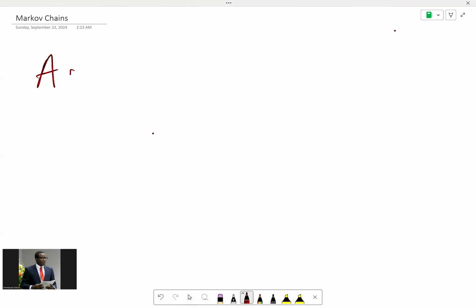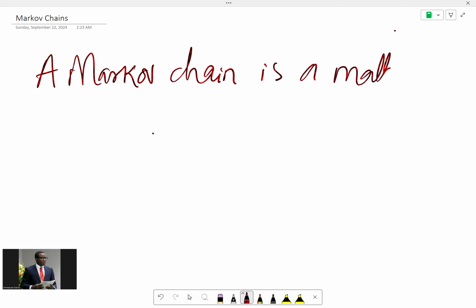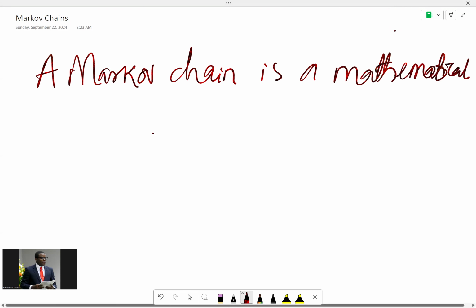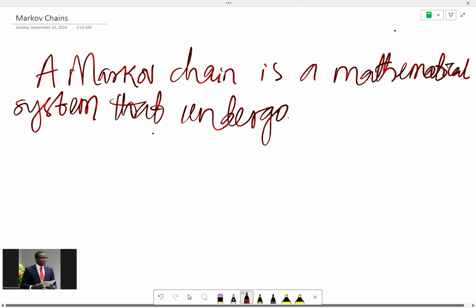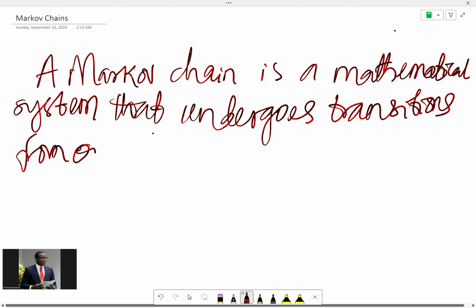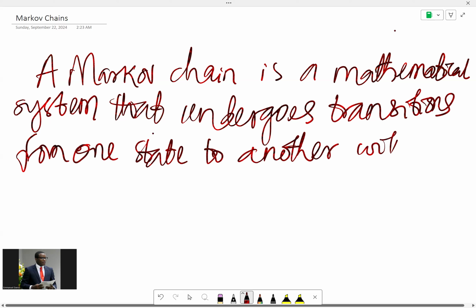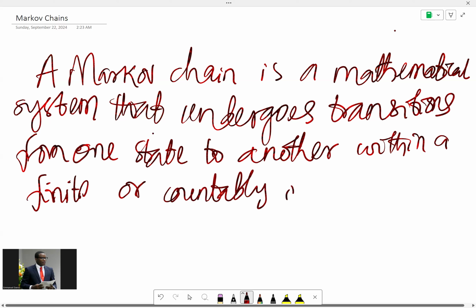Straight to the point, a Markov chain is a mathematical system that undergoes transitions from one state to another within a finite or countably infinite set of possible states.